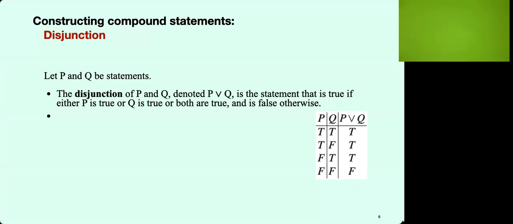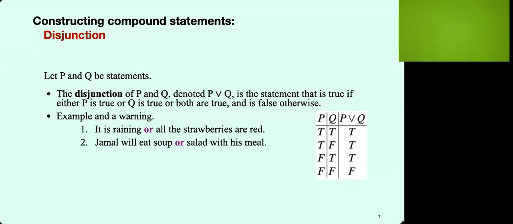All right, let's look at some examples. So, it is raining, or all the strawberries are red. Okay, so it is raining is a statement. That's our P. That's either true or false. And all the strawberries are red, that is also a statement. Either all the strawberries are red or one of the strawberries is not red. So that's true or it's false.